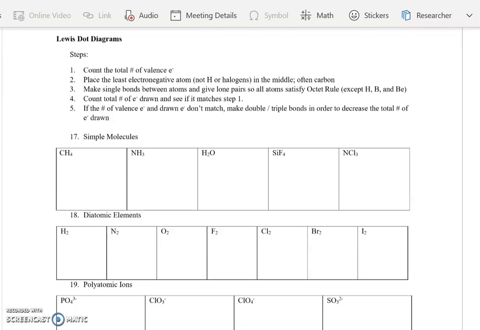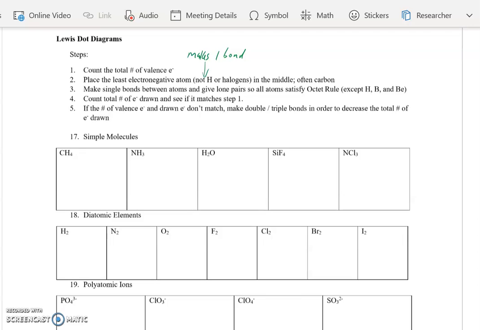You're going to put the least electronegative atom in the middle. A lot of times it's carbon. Hydrogen and halogens are never going to really go in the middle of molecules. Hydrogen only makes one bond, so it can't possibly go in the middle of a compound that has more than one bond in it.